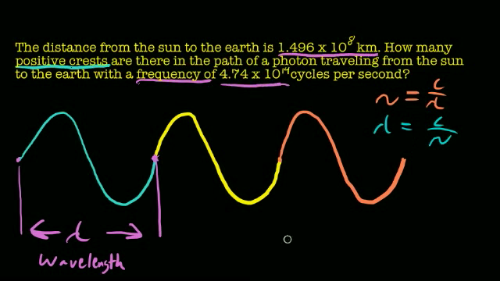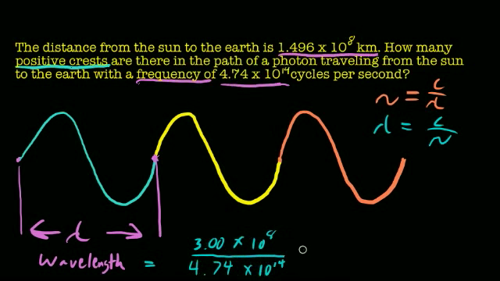So what we're looking for, our wavelength, is going to be equal to 3.00 times 10 to the 8th divided by 4.74 times 10 to the 14th.